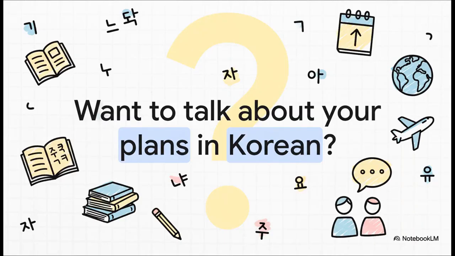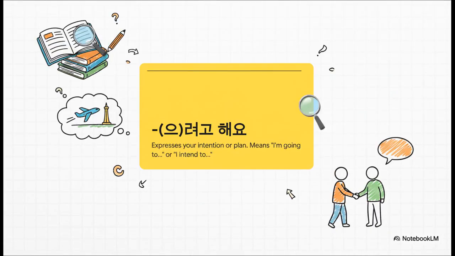So, have you ever been in that spot where you want to tell your Korean friends what you're doing this weekend, or maybe what your goals are for the week? Well, if that's you, then you are in the perfect place right now. The key we're going to unlock today is this little pattern right here. You see it? It's your absolute go-to for talking about your plans or what you intend to do. Think of it as the Korean version of saying, I'm going to, or I plan to. It's simple, it's super effective, and trust me, once you know it, you'll start hearing it all the time.